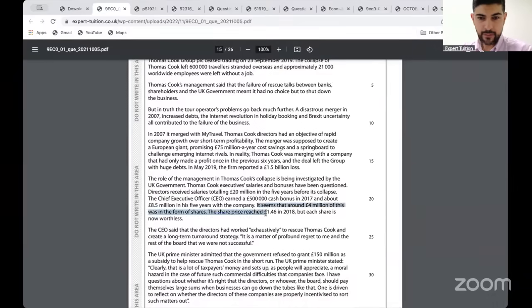So there you go. Around 4 million of this was in the form of shares. The share price reached £1.46 in 2018, but each share is now worthless. So you can question whether, you go, look, they were just unlucky. Yeah. They tried to run the company as best as they could, but it was a combination of things. I think the extract even talks about Brexit uncertainty, the internet revolution on holiday booking, all of these things. It was the perfect storm, and therefore they shut down not because of the principal agent problem, but realistically they were a bit unlucky, yeah.